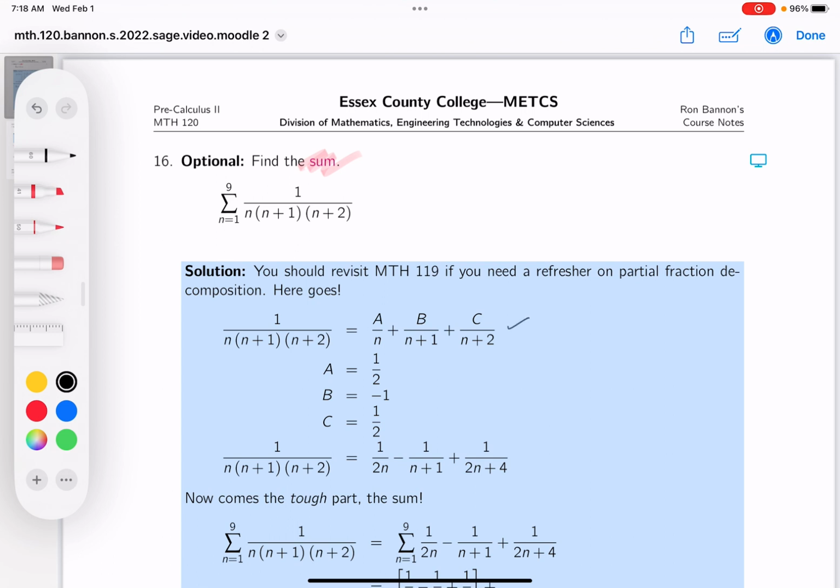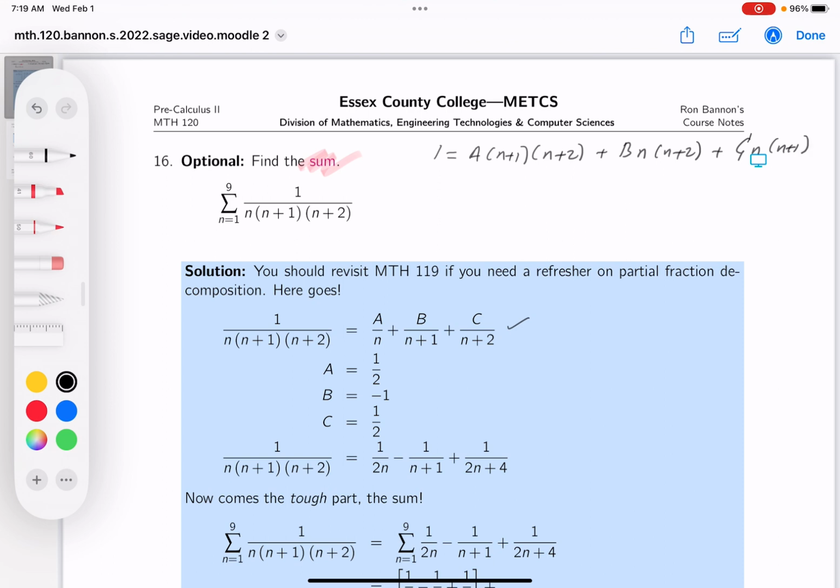The way you do that, you multiply both sides by the LCD. What's the LCD? It's n plus 1, n plus 2. So what would you get? You would get 1 equals, this is what you would do in Math 119, by the way, A times n plus 1 times n plus 2, plus B times n plus 2, plus C times n plus 1.